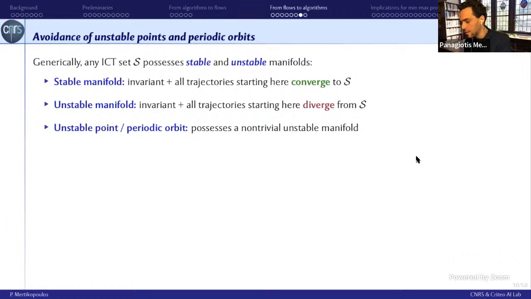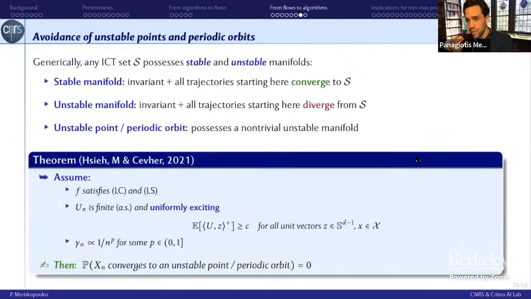Good news is that whenever you have convergence, you can never have convergence to an unstable point or an unstable periodic orbit, meaning you can never have convergence to a point or to a periodic orbit which has an unstable critical manifold. This is, in a sense, the direct analog of the saddle point avoidance result that we have for the minimization setting. Modulo the fact, of course, that here in the min-max setting we could have much more complicated sets that we would like to avoid, like periodic orbits and the like.